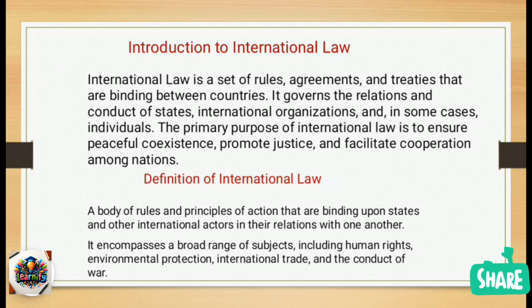So, now we have the definition of international law: a body of rules and principles of action that are binding upon states and other international actors in their relation with one another. It encompasses a broad range of subjects including human rights, environmental protection, international trade, and the conduct of war.